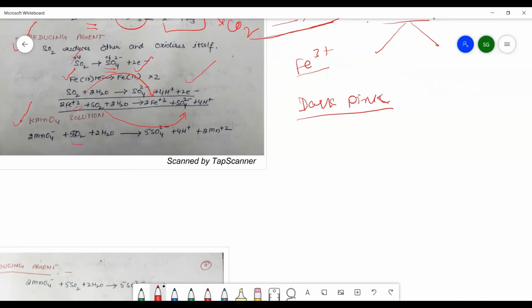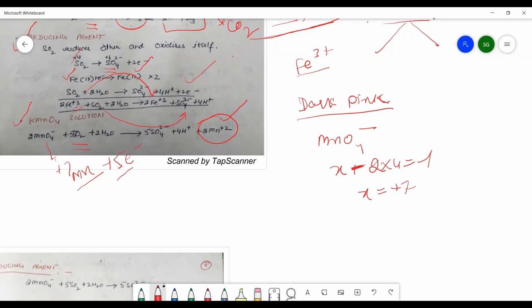When the KMnO4 solution reacts with SO2, there is a reduction of Mn plus 7. Whenever we see MnO4 negative, we can calculate the oxidation state in this manner. That is x minus 2 into 4 is equal to -1, and x comes out to be +7. So here the Mn is present in +7 oxidation state, and it will be converted into +2 oxidation state by gain of 5 electrons. So that we can say that the coloration of KMnO4 will be decolorized. It is pink in color and it becomes colorless.